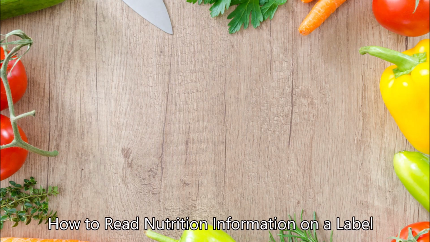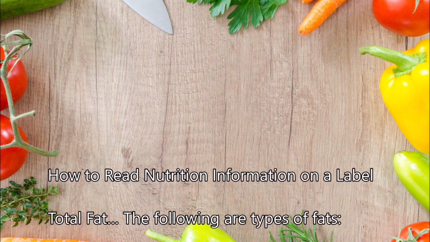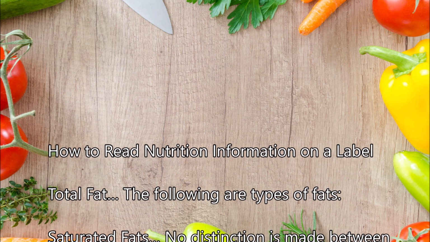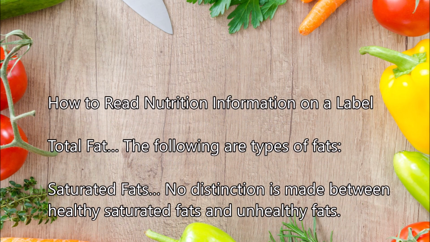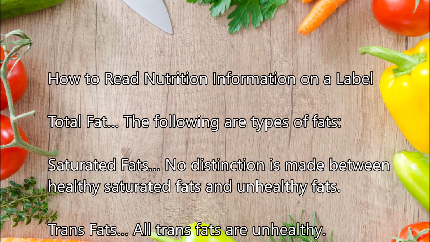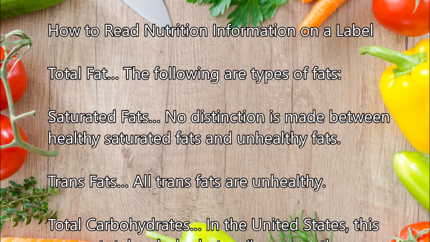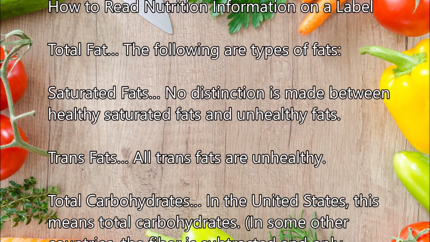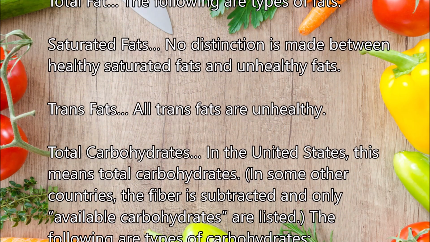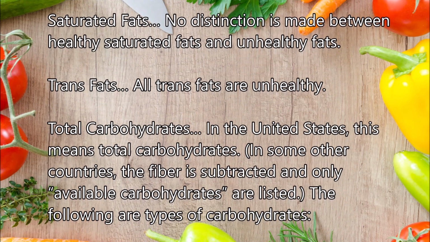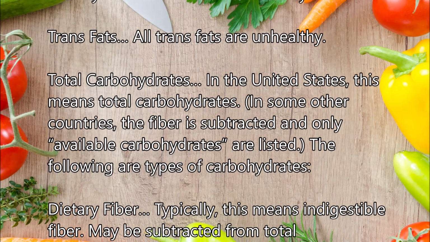How to read nutrition information on a label. Total fat. The following are types of fats. Saturated fats. No distinction is made between healthy saturated fats and unhealthy fats. Trans fats. All trans fats are unhealthy. Total carbohydrates. In the United States, this means total carbohydrates. In some other countries, the fiber is subtracted and only available carbohydrates are listed.